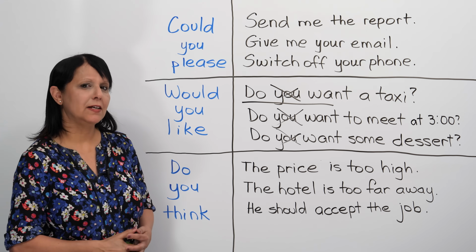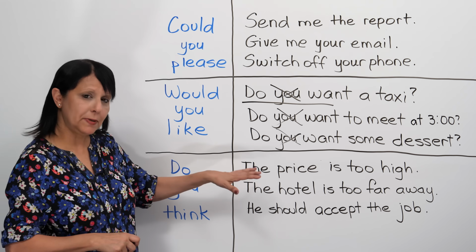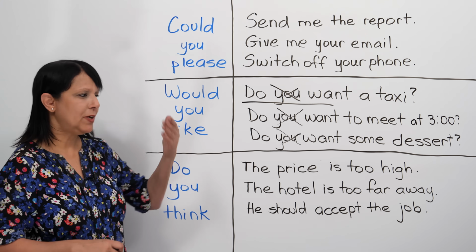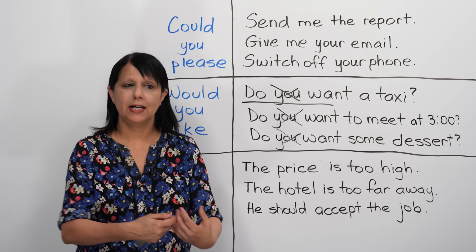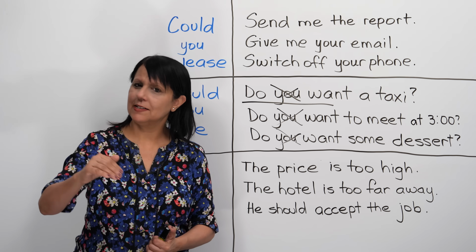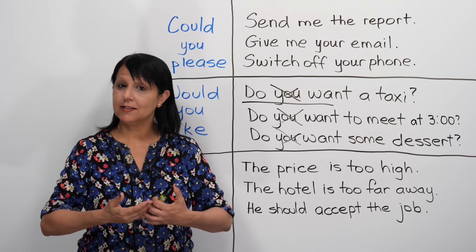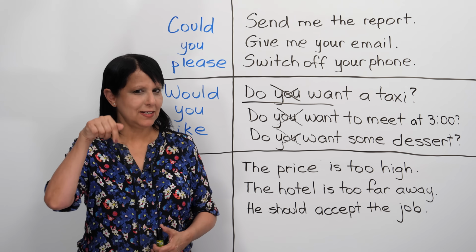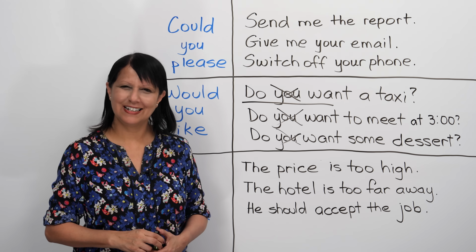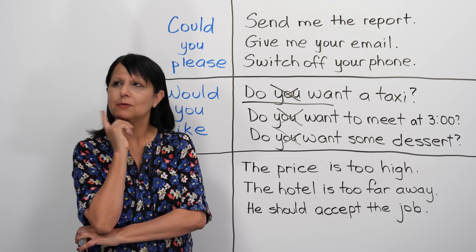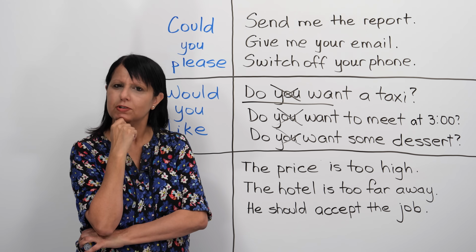So what happened was that you kind of embedded your question, your opinion in the middle of the question. So when you frame it like that, the other person gets to express their opinion and they will feel not just that you're telling them something, but that you're asking them something. And then they can decide on their own, but you put the idea in their head that, yeah, perhaps the price is too high. Yes, maybe that hotel is too far away. Or, yes, I think he should accept the job.